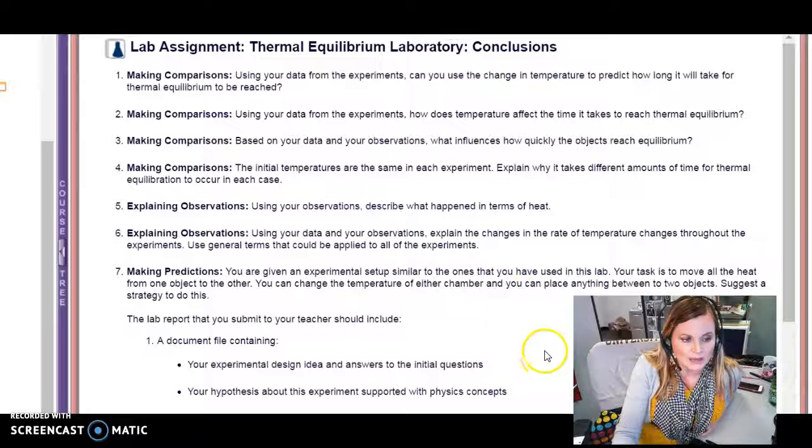And you'll be able to then answer these conclusion questions based on the analysis. Don't forget to include all of your calculations within your analysis section, okay? So you're going to answer those three questions again. How does the initial temperature affect the point of thermal equilibrium? How does the composition affect thermal equilibrium? And how does mass affect it?